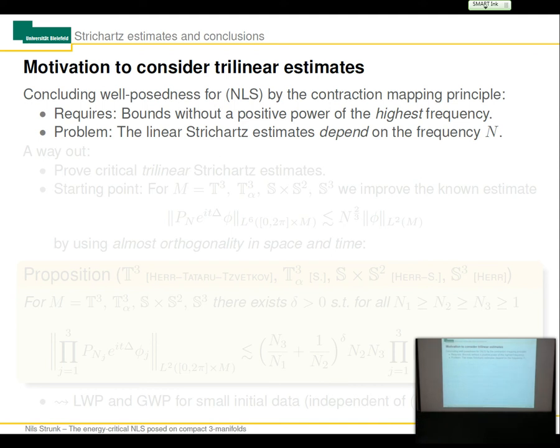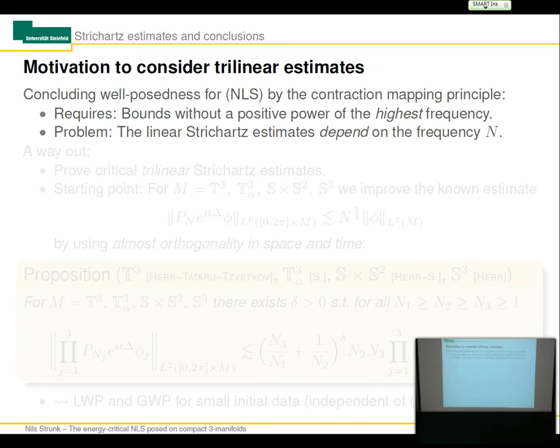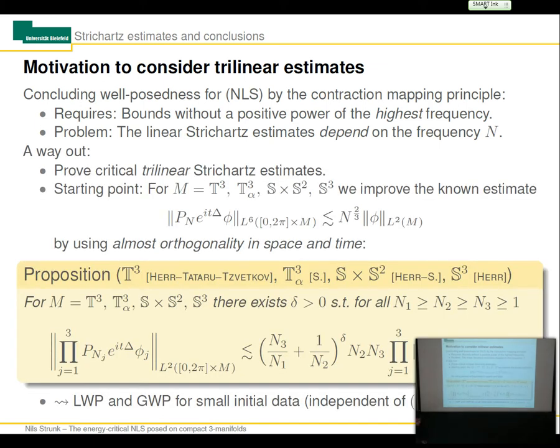And we have to bound this integral over 6 functions by a factor of frequencies, but this bound should not depend on the highest frequency with a positive power. And if we go back here, we see that we cannot avoid getting the highest frequency into the game if we just use the linear Strichartz estimates. So we have to get a new idea. And one way out is, and I think this was used the first time by Burq, Gérard and Tzvetkov, maybe I'm wrong here, but I think it's the case, we want to prove critical trilinear estimates. And the starting point is as follows.